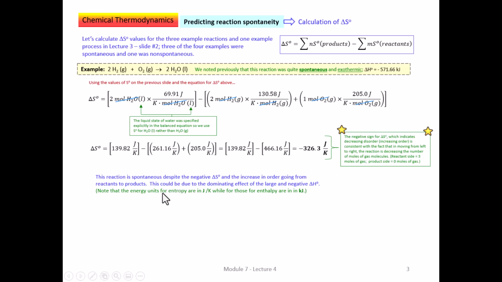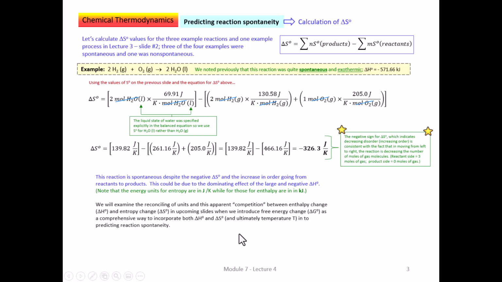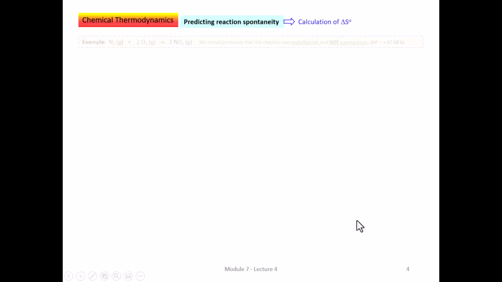Keep in mind here that the units that we're using currently for delta S are joules per K, and those for enthalpy are kilojoules. Now we'll examine the reconciliation of those two different units pretty soon, especially when we get into talking about free energy change, delta G. Let's move on and look at some other of our example reactions.